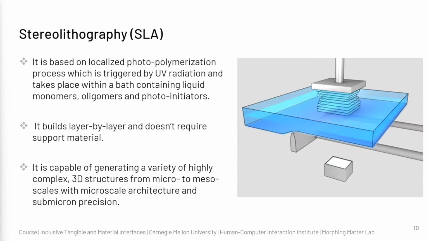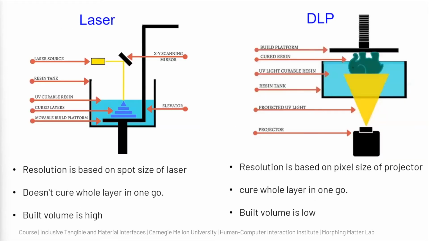This stereolithography, or I will say lithography, is divided into two parts depending upon the wavelength of the light you use. One is called one photon polymerization and the second one is called two photon polymerization. Let's talk about one photon polymerization. The light that you use for curing could be a laser or a projector. Both techniques have their advantages and disadvantages.